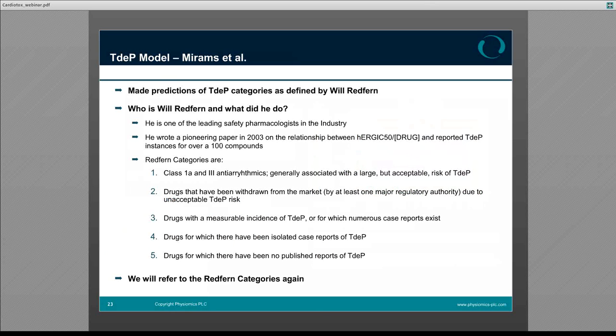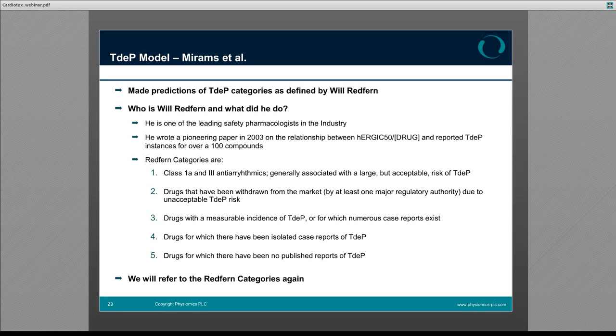So after talking about the two animal models, we'll now talk briefly about the Torsade de Pointes model developed by Mirams et al. And this model was designed to make predictions of the Redfern categories for Torsade de Pointes.